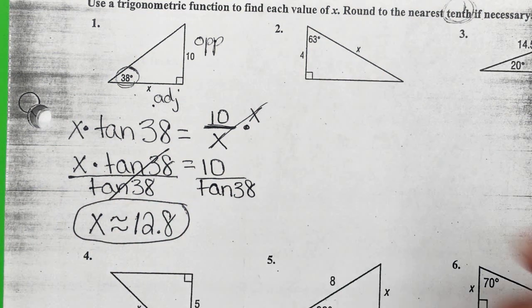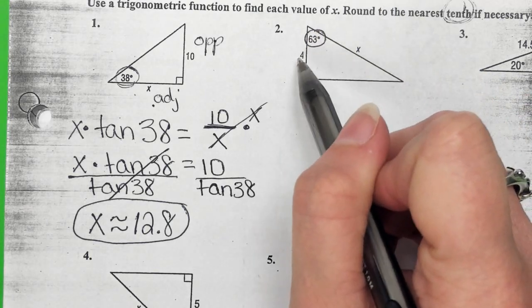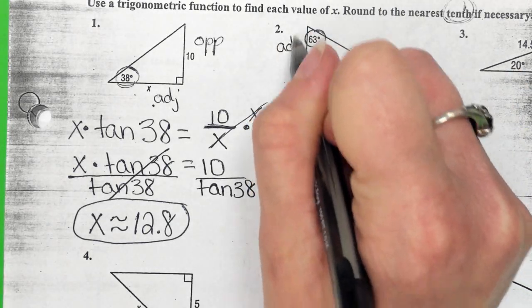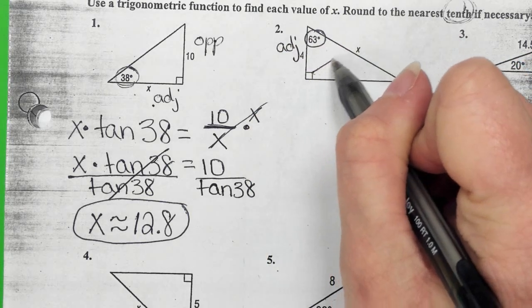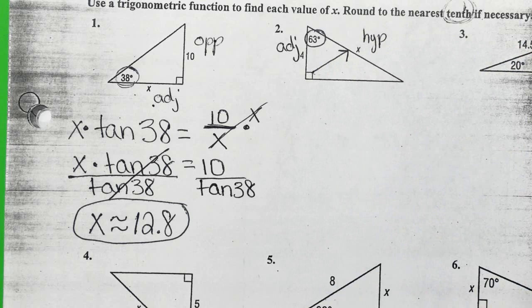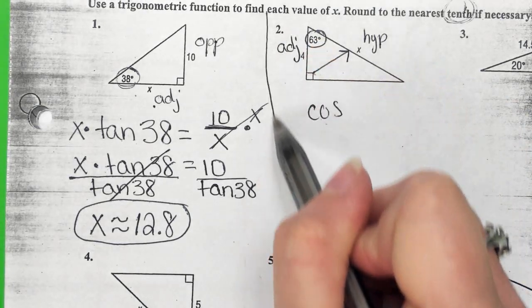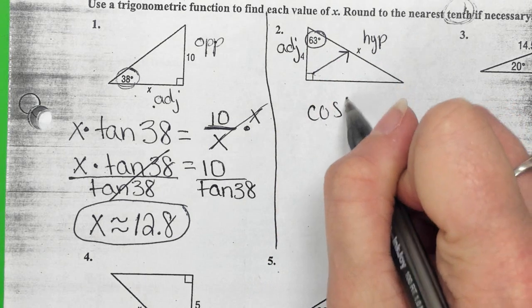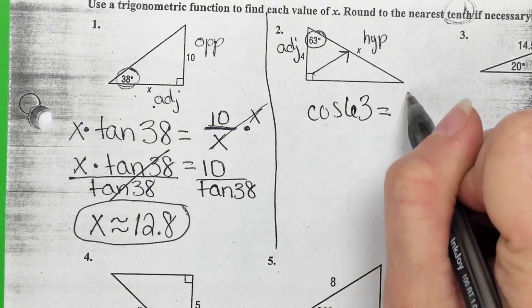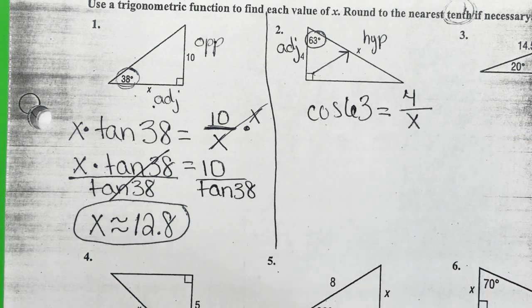What's your angle? 63. So what is the 4 to the 63? Adjacent. And what is the x? It's the hypotenuse. So Blake, this time we have adjacent and hypotenuse. What trig function is that? Cosine. That's why we're going to use cosine this time. So cosine of 63, cosine of your angle, equals adjacent, which is 4, over hypotenuse, which is x. Very good.